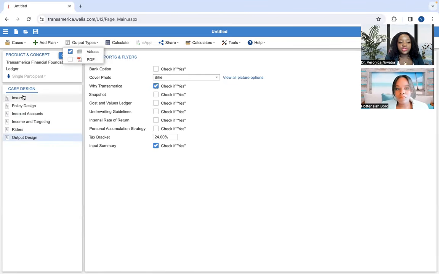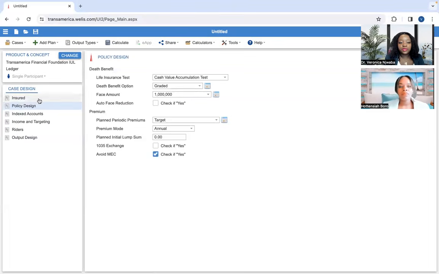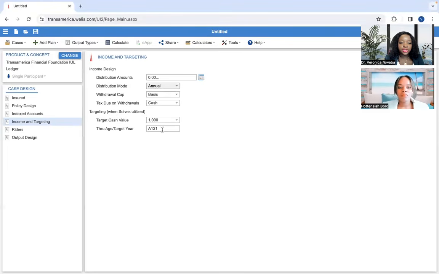So when it comes to your illustration setup, once again, you only focus on these few things. Under insured, you put your state, because you're just illustrating a 32-year-old female in your state of residence. Policy design, it's going to say cash value accumulation test, graded, $1 million policy, target premium, annual. Index accounts, you are going to put 50-50, okay? Under income and targeting, here you're not going to put anything yet, but we'll use that later.